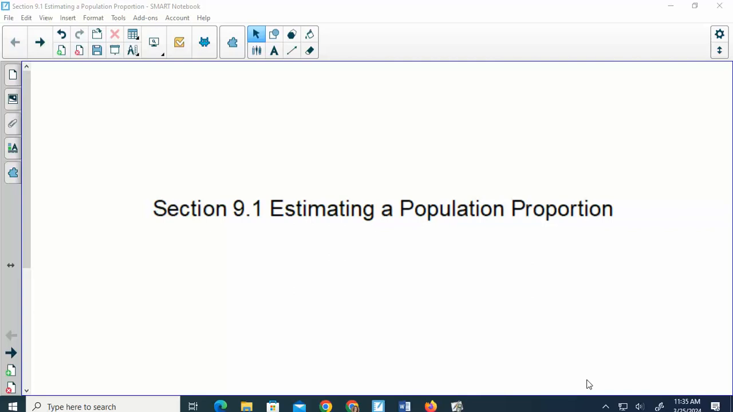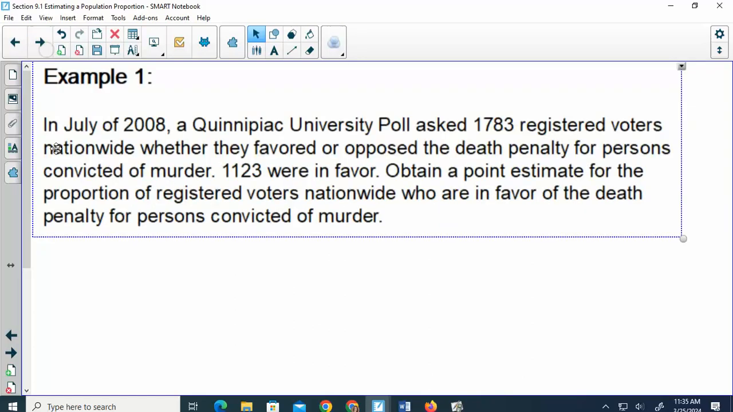We are on to chapter 9. We've talked a lot about the normal distribution, and getting z-scores so we can use that normal distribution to find all of our different probabilities. So let's start with a motivating example here.